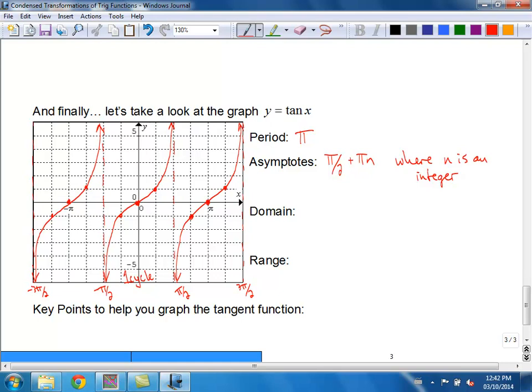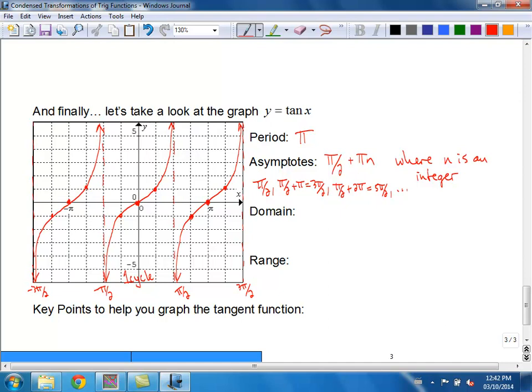Why do you think it is every pi that it repeats itself? So you can keep using this formula as long as you want, but how is it that I know it will repeat every pi? That's the period of the graph. So if you're looking for the same feature, you find it every pi. That's how far apart the period goes.